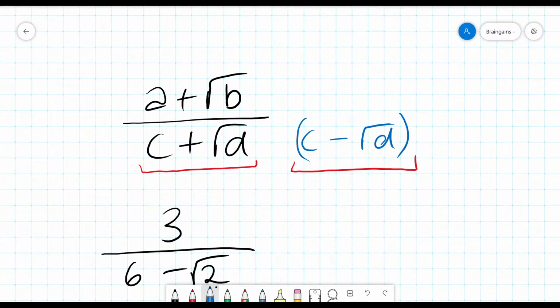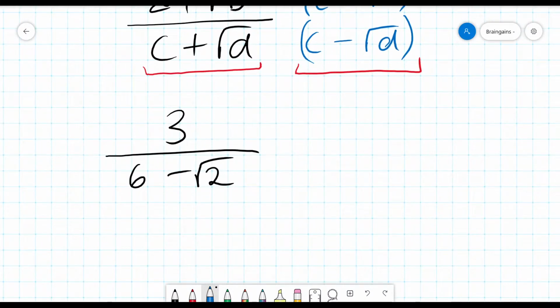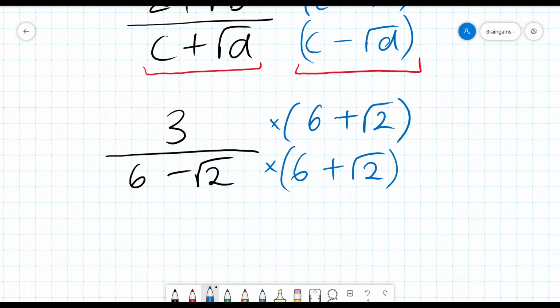Now, we know that if we multiply the denominator by something, we have to multiply the numerator by the same thing. So we would multiply the numerator by c minus root d also. Now, let's use the example. So our denominator is 6 minus root 2, which means we would need to multiply the numerator and the denominator by 6 plus root 2. So again, it's exactly the same thing, but the sign is different. And so it would be 3 times 6 plus root 2 also.